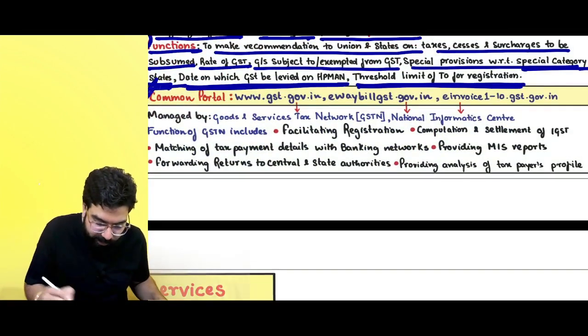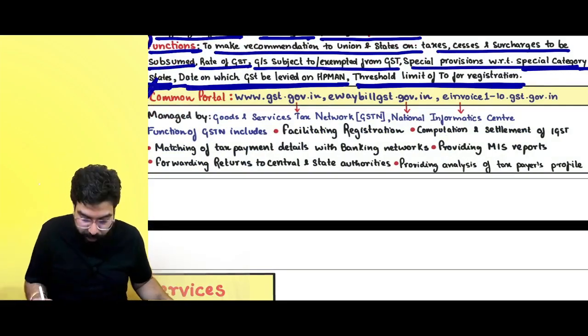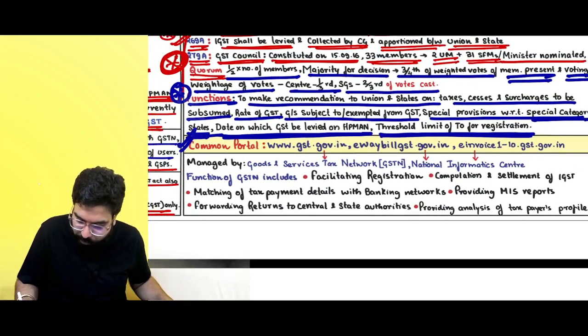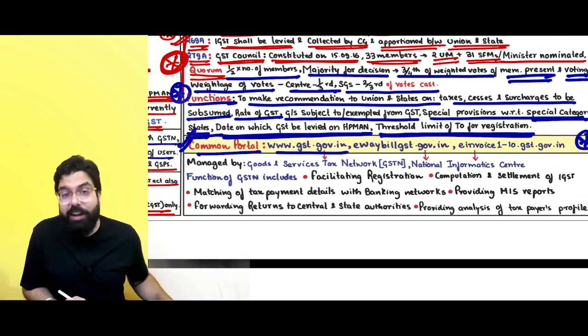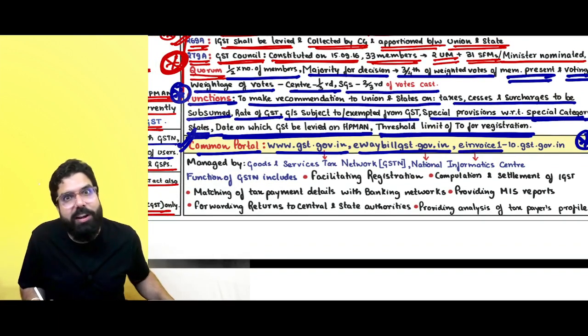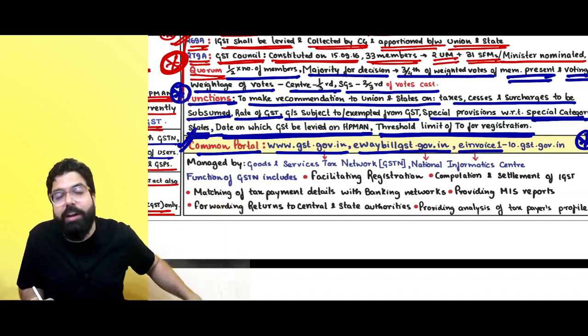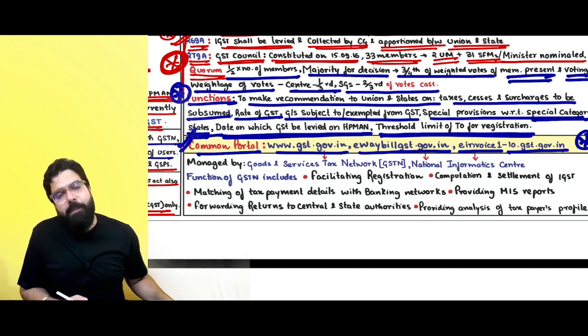Then we have the GST Common Portal. Sir, what are the various GST common portals? For your exam, be very careful. They can give you a 1 mark MCQ. So please be careful. What are the common portals? gst.gov.in. We have e-waybill gst.gov.in, and here we have e-invoice 1 gst.gov.in, e-invoice 2 gst.gov.in. Like that, we have 10 portals. These are all known as the common portal.